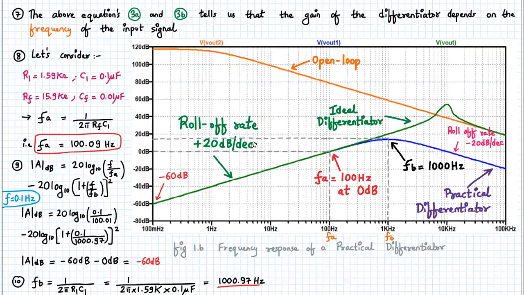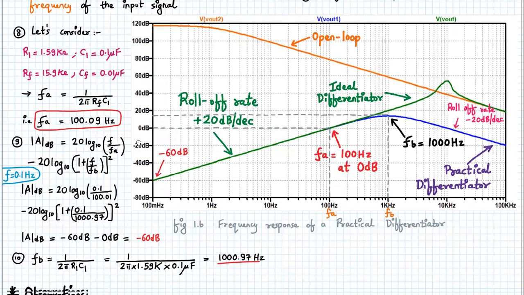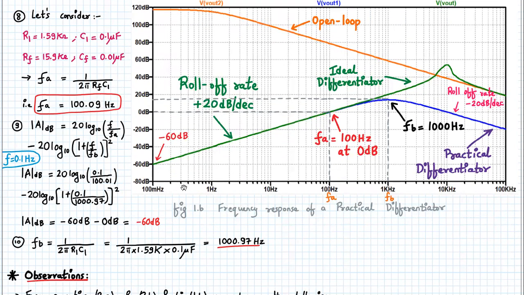Okay, so now your value of FA was given by the formula 1 upon 2 pi RF into C1. If you calculate this with a calculator, you will get FA close to 100.09 hertz, and the gain in dB. Here we are considering f to be very small, which is 0.1. We cannot consider it to be 0, so we are considering a very small value, 0.1 hertz.